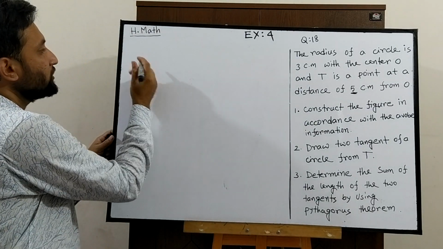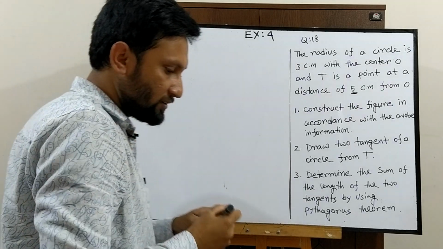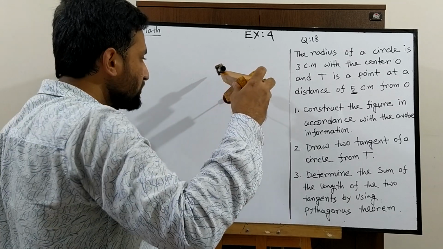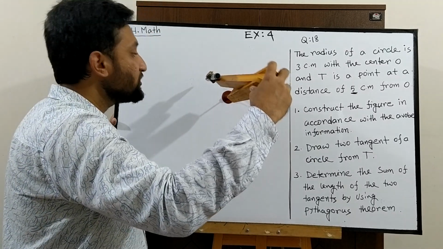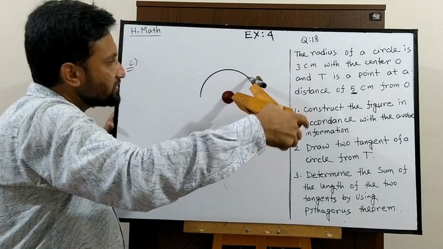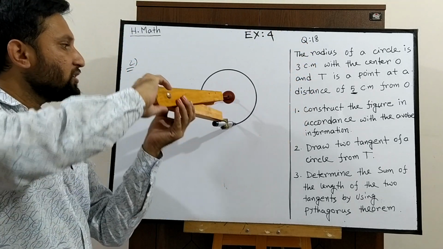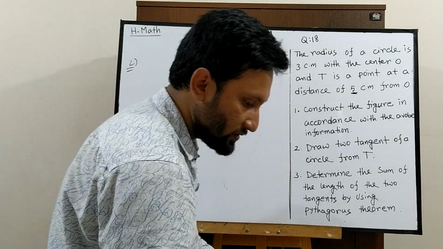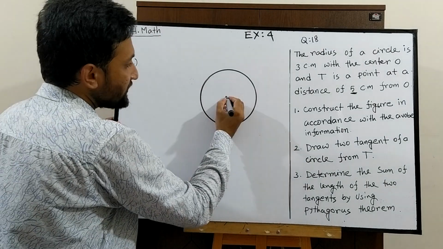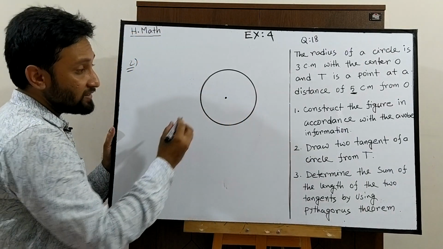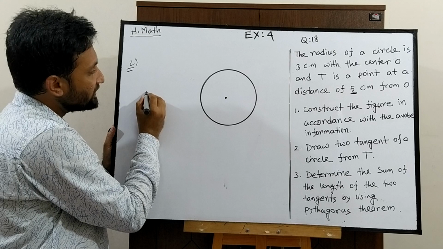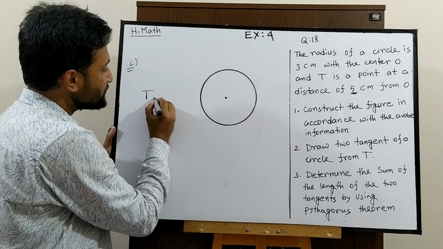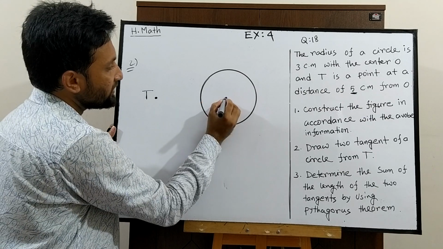For question 2, again draw a circle. Imagine a circle with center O and a radius of 3 centimeters. This is the center O. Imagine the outside point T is here, and its distance from the center is 5 centimeters. So this is T and this is the center O.